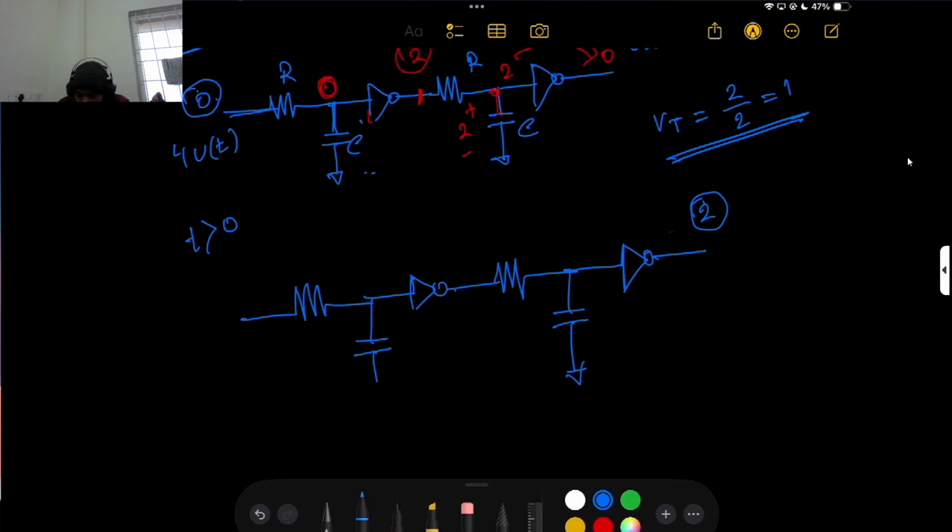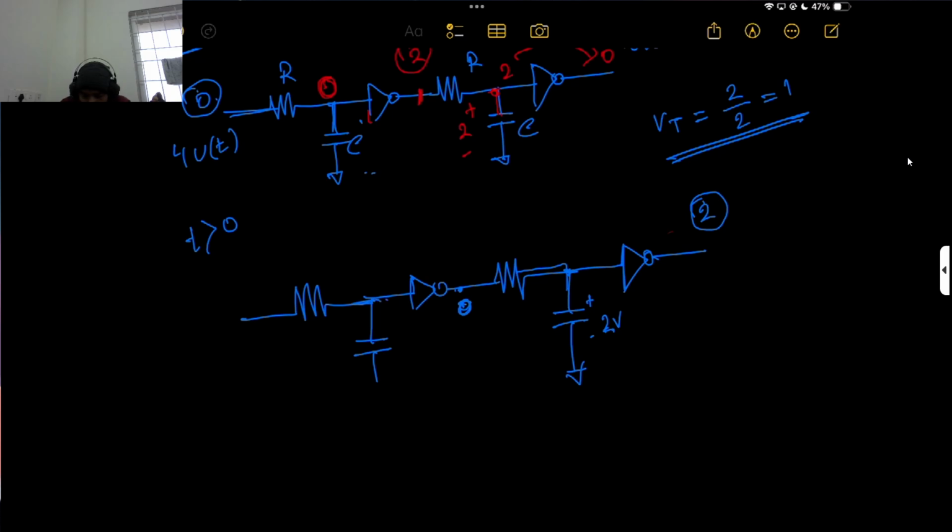Here is my capacitor's actual charge, so it's not 2 volt. If it is high, then the capacitor must be discharged. So how to discharge? The capacitor should be discharged, so what should the voltage here be? Here the voltage should be 0 volt. Otherwise the capacitor does not discharge. If it were 2 volt, how would it be discharged and go to 0? This is not possible. So this is 0.